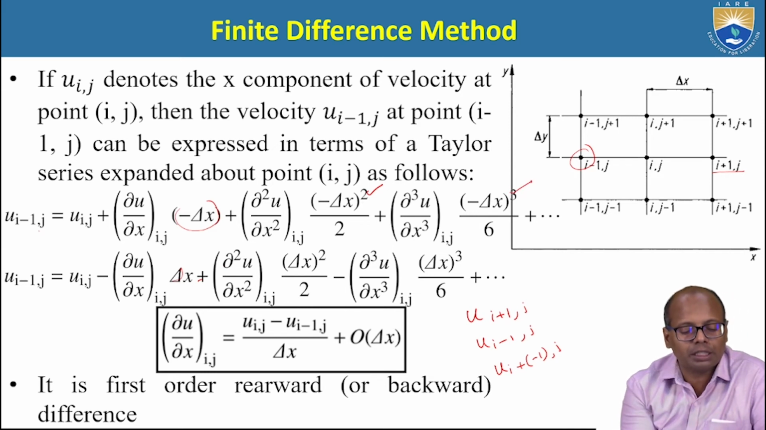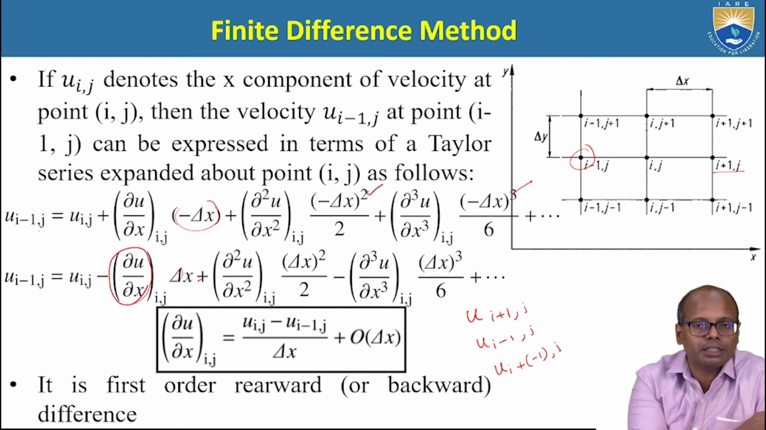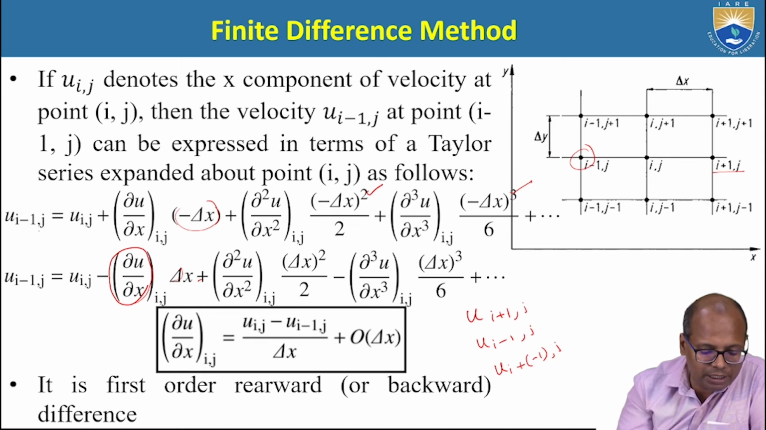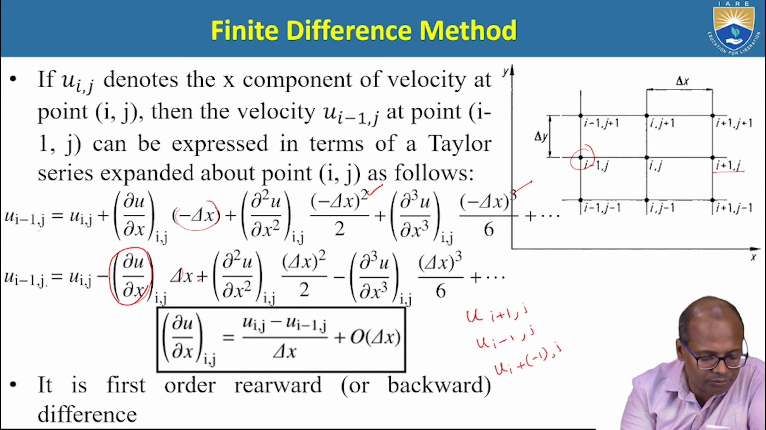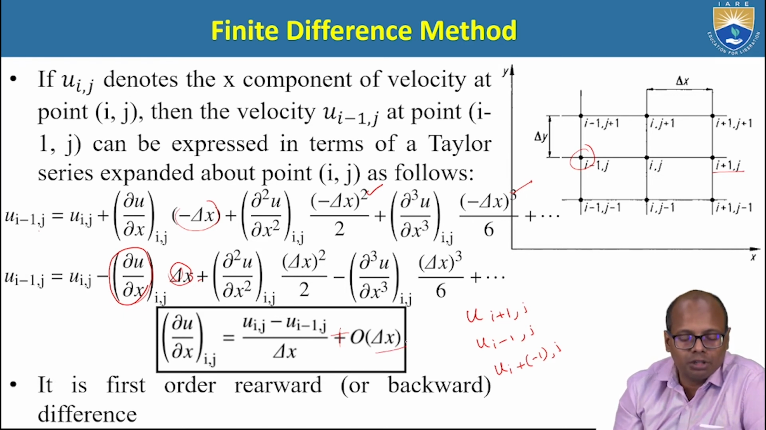Now if I bring all these terms this side, I am keeping this one on one side, all the remaining terms on the other side. If I bring, what I will get? u i j, this will go this side and this will come this side. So it will be u i j minus u i minus 1 j, by delta x. This is delta x and the remaining terms is order of accuracy 1.